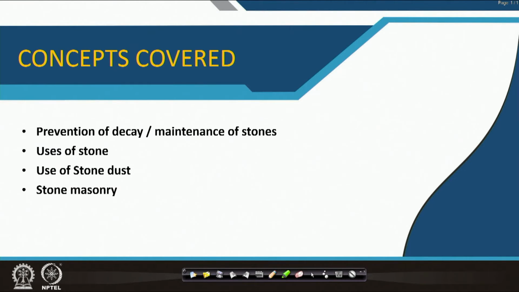Now, as I told you in the quarry, you get a lot of remains. Once you dress the stone, a lot of extra materials come out which can be used as aggregate. Similarly, the stones also leave some dust, and whichever is not usable can be crushed and the dust can be obtained. So that also has some use. And last, we will be covering the stone masonry similar to that of brick masonry.